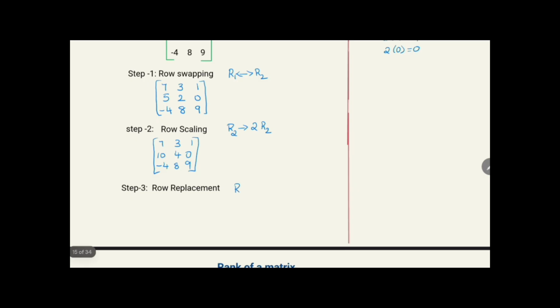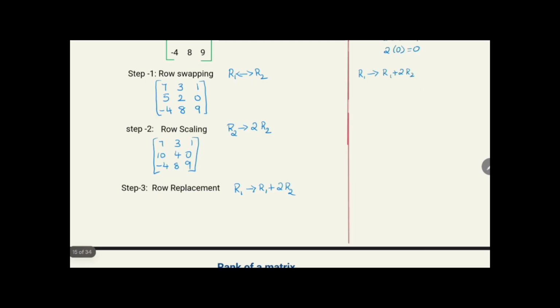That means, for example, again I am taking the first one. R1 implies R1 plus, what is the scalar factor that we have taken in step 2? 2R2. Now I will add this 2R2 here. There will be a change in the first row elements now.